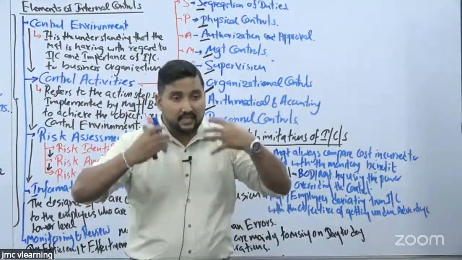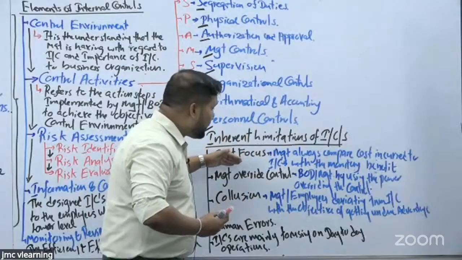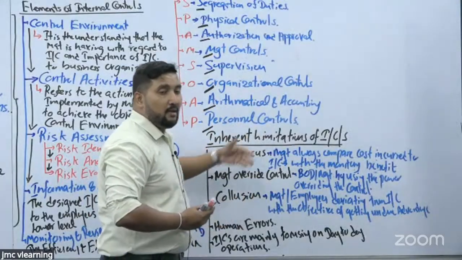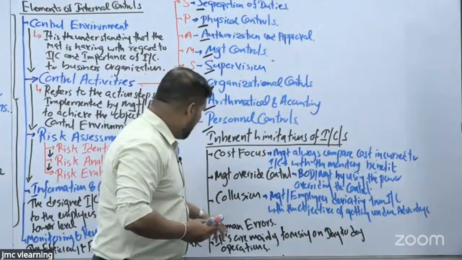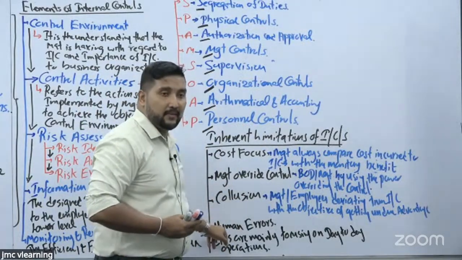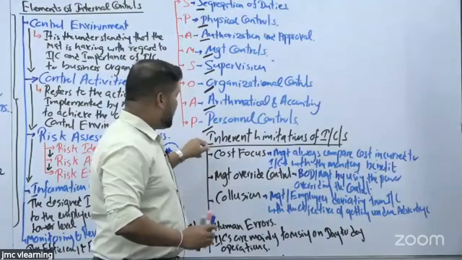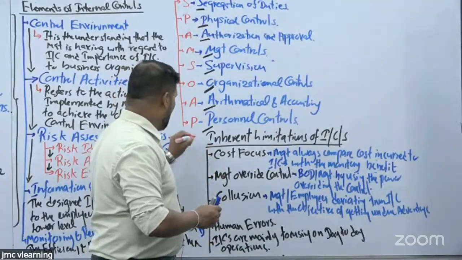But since cost is considered a very critical factor for internal controls, management is always focusing on internal controls on day-to-day transactions, which is considered an inherent limitation of the internal control system.